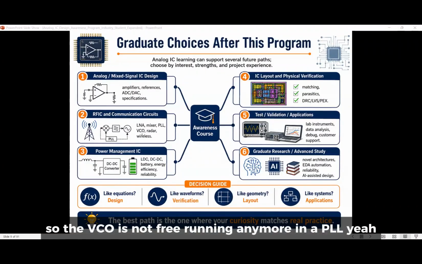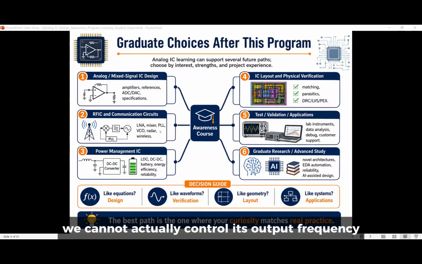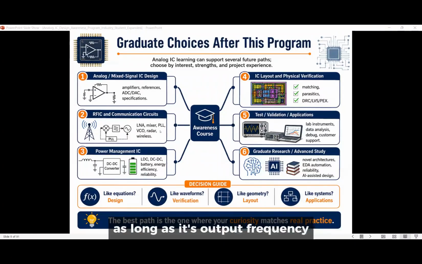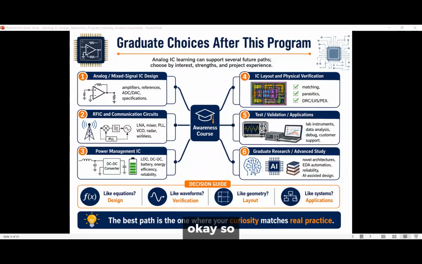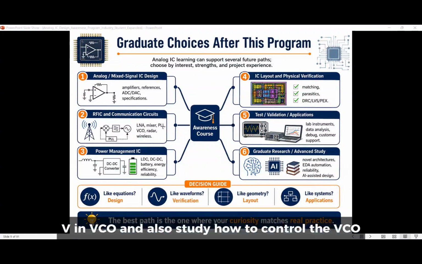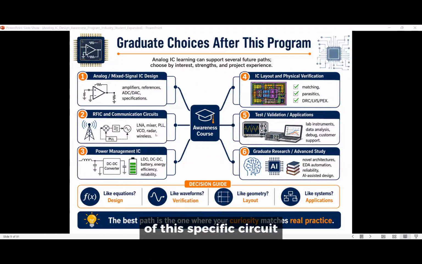So the VCO is not free running anymore in a PLL. Without a PLL, the VCO is free running. We cannot control its output frequency, so we cannot synchronize any data rate. With the PLL, we can synchronize the data rate as long as its output frequency can cover the input frequency. So we have to study signal generation in the VCO, how to control the VCO output frequency by the PLL, and also how to maintain low noise in this specific circuit.